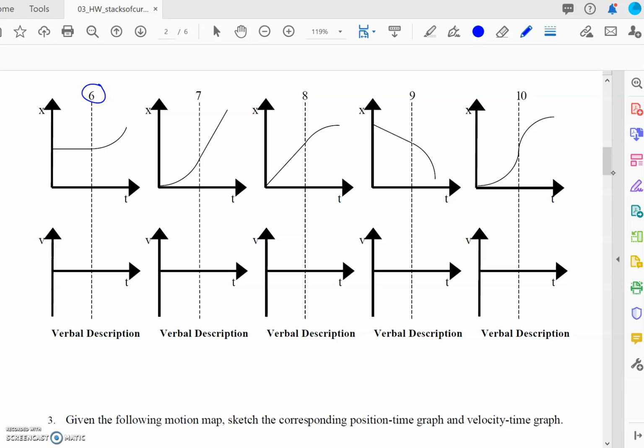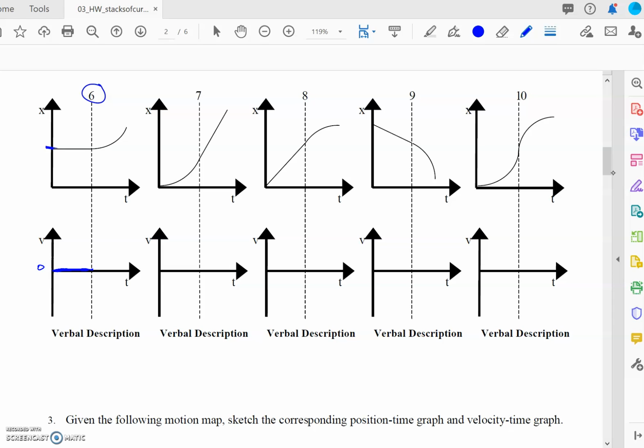What I see in the first segment here is that the object remains at a position there, whatever value this represents on the y-axis, for a certain amount of time. If an object maintains the same position over time, the slope of that segment is 0. That tells me that the object is standing still. So I'm going to put my velocity time graph there on the 0 value on the y-axis for velocity.